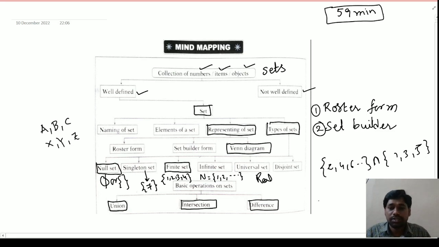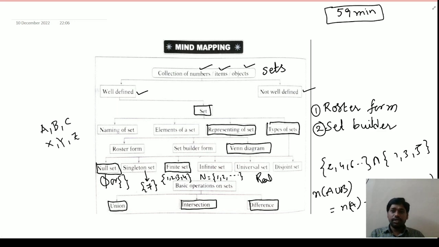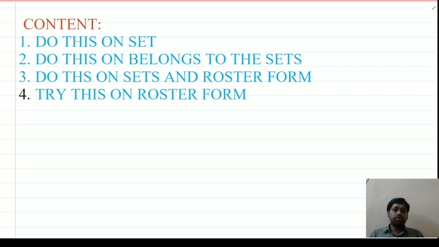Apart from this, we have a fundamental theorem: n of A union B is equal to n of A plus n of B minus n of A intersection B. This is the fundamental theorem, the concept behind the whole lesson. Now let us start the numericals based upon these concepts. In today's video, I am going to discuss one.